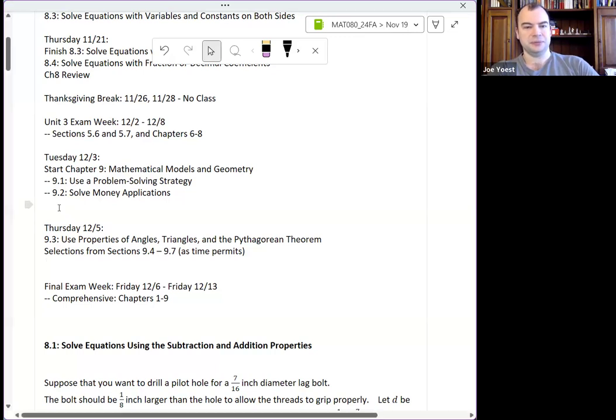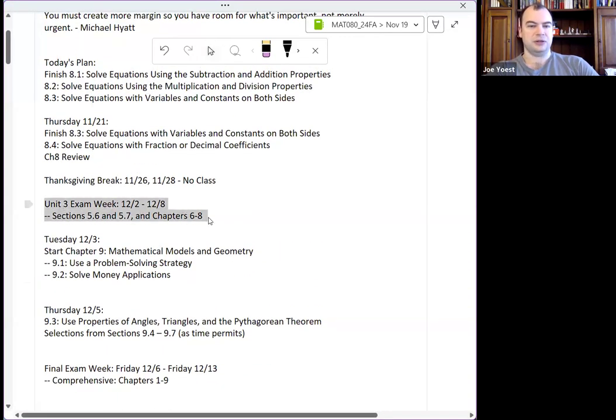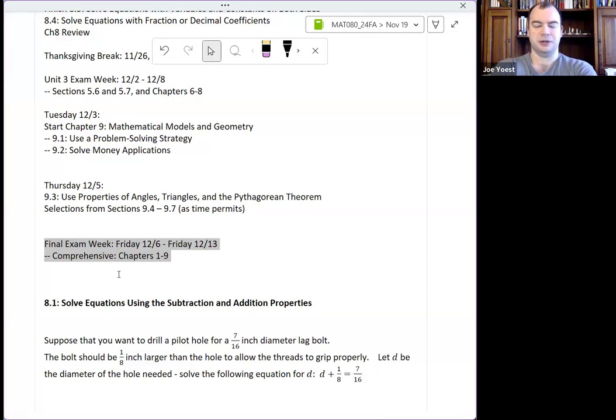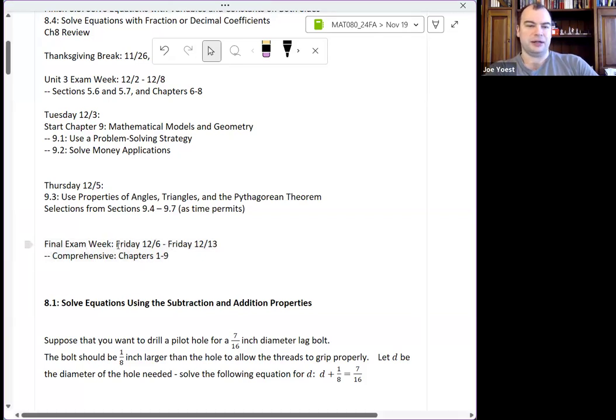Note that the Unit 3 exam is scheduled, so that's sections 5.6 and 5.7, as well as chapters 6 through 8. That's scheduled for the week of December 2nd through the 8th. So that's the week that we come back from Thanksgiving break. And final exam week is technically Tuesday, December 8th or 9th or something like that, through that coming Friday, the 13th.